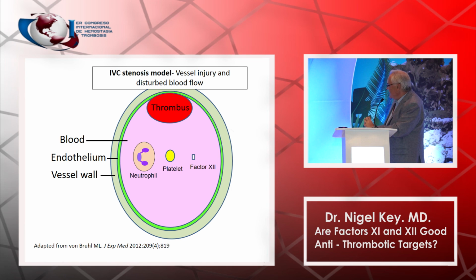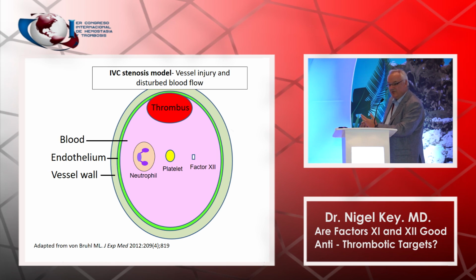They were looking specifically at the effect of neutrophils, platelets, and factor 12 in this mouse model of IVC stenosis. So what you do is you tie off the inferior vena cava, and although that causes stasis, obviously, there's probably some vessel injury as well. And this is important because what model you use for venous thrombosis is important for the conclusions that you make, as I'll show you. Anyway, the end result is thrombosis. So here's our endothelium and our vessel wall here.